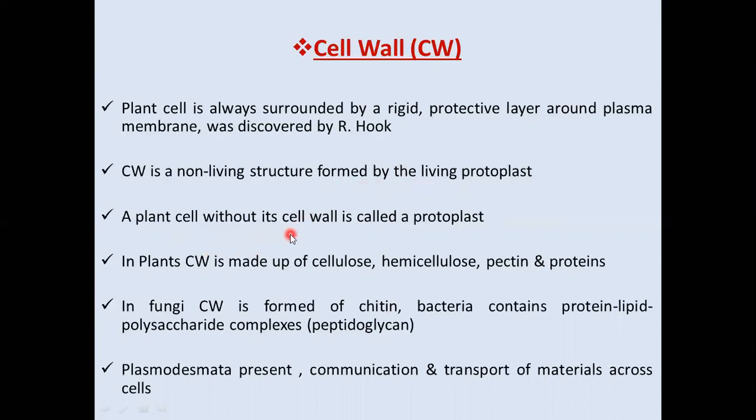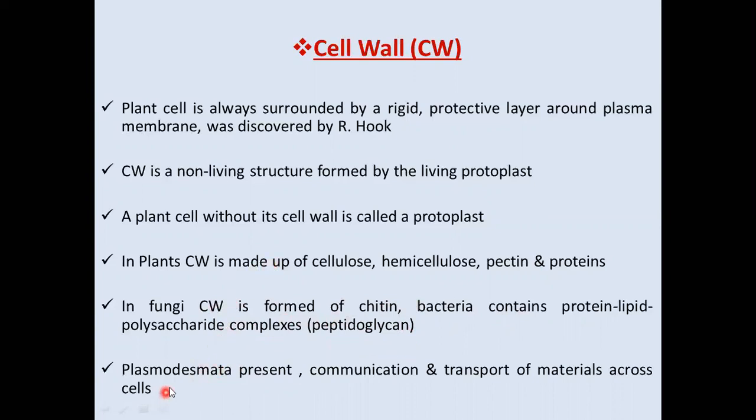A plant cell without its cell wall is called a protoplast. So when the cell wall is absent, the cell is actually a protoplast. And the plant cell wall is made up of cellulose, hemicellulose, pectins, and proteins. So these are the chemicals from which the cell wall is made. In fungi, the cell wall is formed from chitin, which is a polysaccharide. Bacteria contain protein lipid polysaccharide complexes, also known as peptidoglycan. So it is a mixture of proteins, lipids, and polysaccharides, present in bacteria.